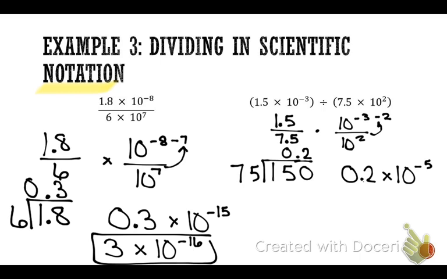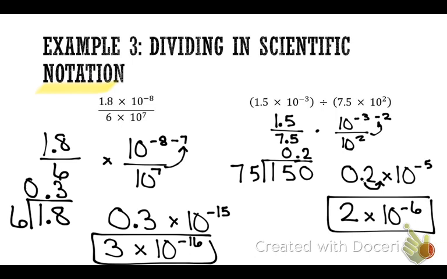But now this is not my final answer. Why? Tell me, Caleb. It's not above 1, so I must move my decimal to the right. And my rule says when I move my decimal to the right, what does it do to my exponent value? Increase or decrease? It decreases when it's negative. That means it's going farther away from 0, so it's 10 to the negative 6 power. All right, and we're going to stop there.